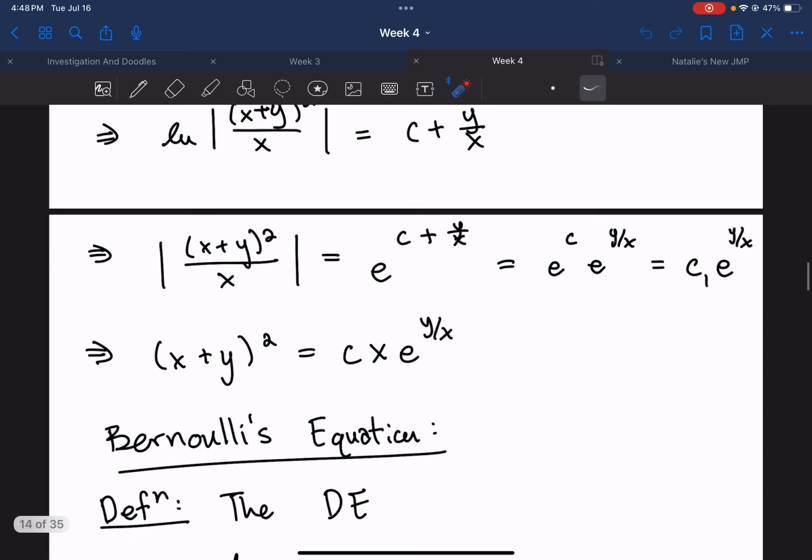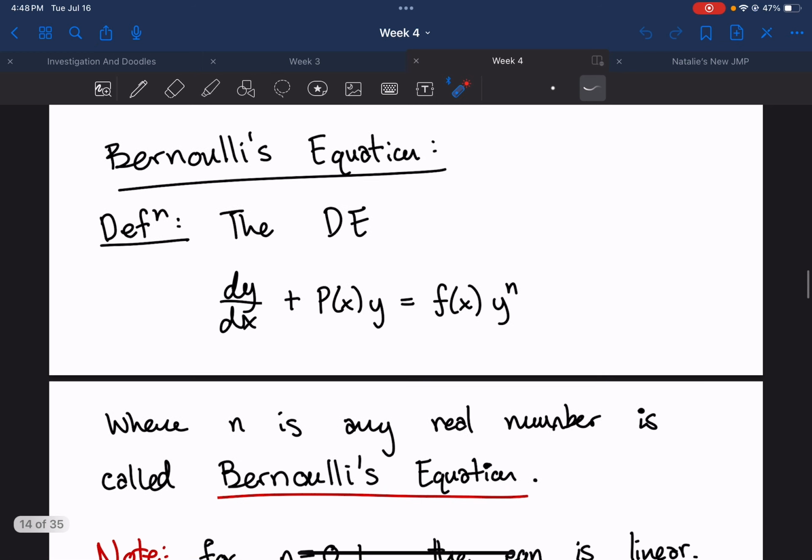Okay, and then here's the next type. Bernoulli equations. Sometimes we have very special differential equations that almost look linear, right? They've got the dy dx by itself. They've got the p of x times y. But then they've got f of x times y to the n, right? So this is a nonlinear term.